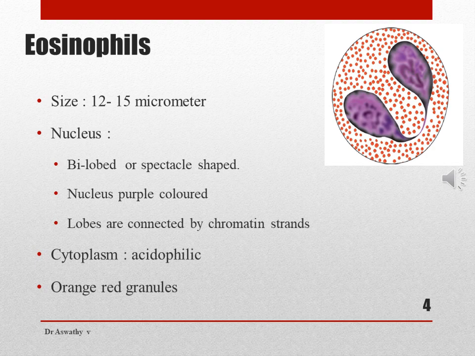Then the cytoplasm is acidophilic and the color of the granules of eosinophils is orange red. So when you take the blood smear, you can identify the eosinophil as having a spectacle shaped nucleus with orange red granules.